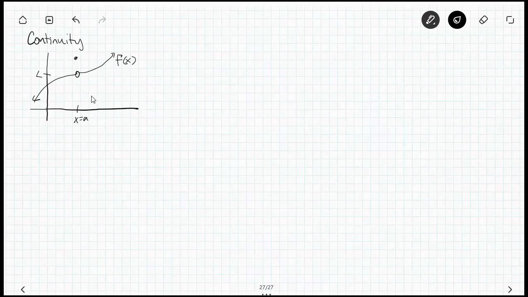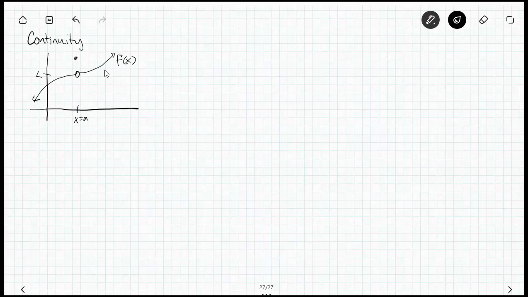The heuristic way of thinking about continuity is pretty simple. If I can draw a function from left to right without lifting my pencil, then that function is continuous. Okay, now that's a super oversimplification, but it's not unhelpful. Let's put it this way.